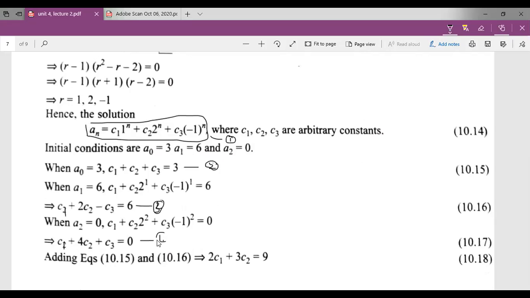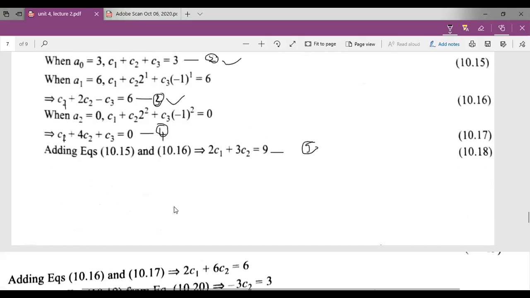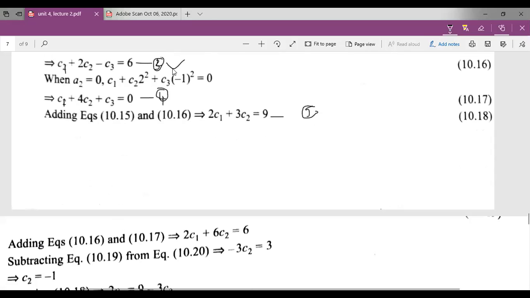Okay. So now we solve 2 and 3. We get the equation 2C1 + 3C2 = 9. Let it be equation 5. Okay. So after solving 3 and 4, we get the equation 2C1 + 6C2 = 6.